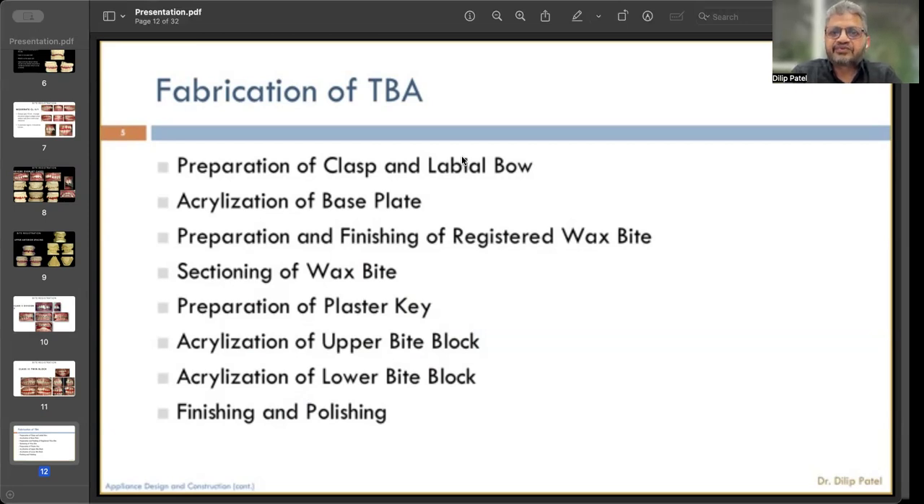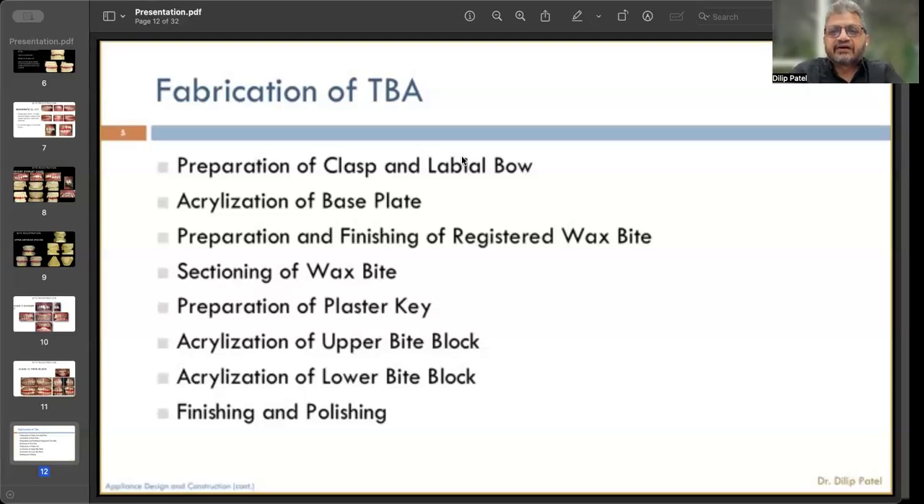Preparation and finishing of the registered wax bite. As soon as you register the bite, it should be mounted onto the patient's study model. Excess wax on the palatal as well as the buccal side should be removed. It should be placed properly on the model, and if you are doing carving for the interdigitation, you can do the carving on the wax bite block.